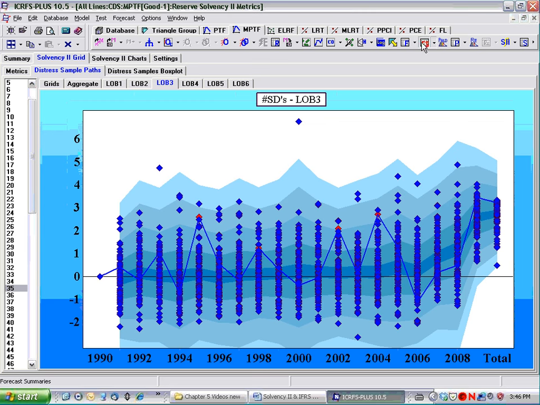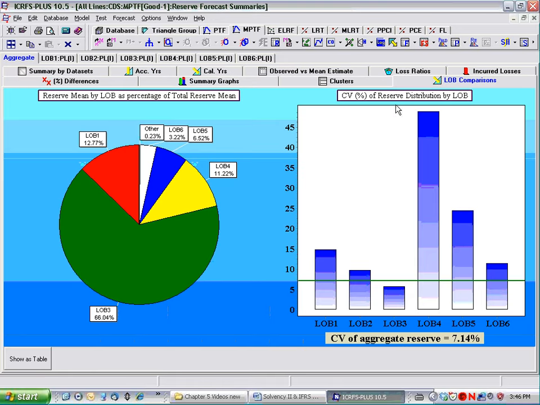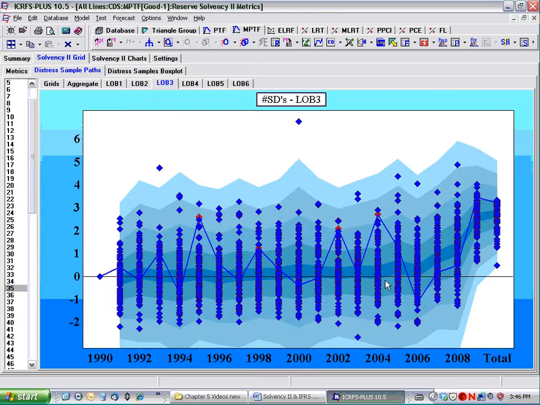If we go to our forecast summary and we look at LRB comparisons, you can see that LRB3, even though it actually has the smaller CV, is the largest proportion of the business in terms of mean reserves. So you can see that really drives the distress. Large numbers in LRB3 are actually large.